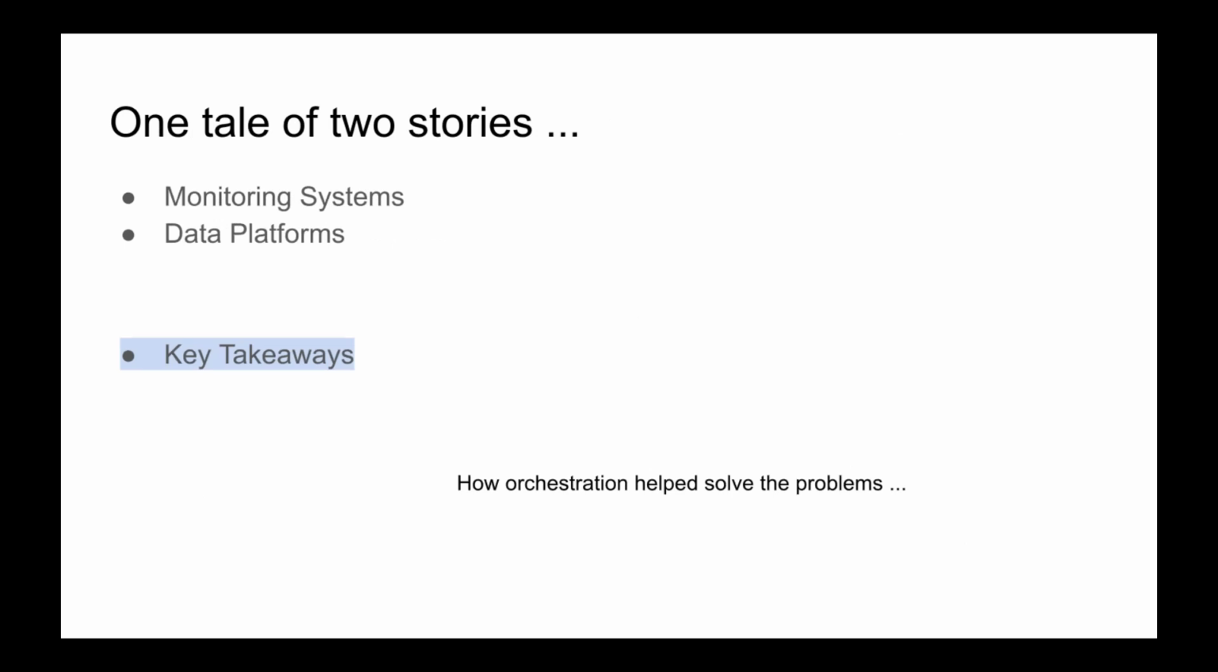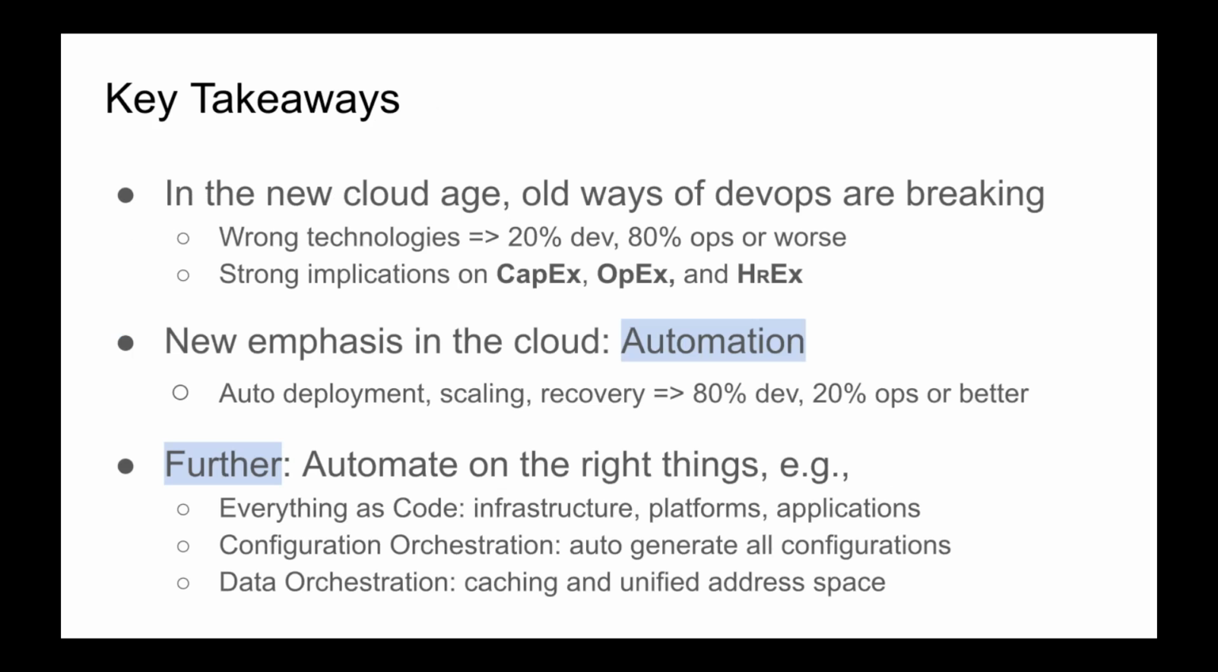So to conclude this talk, we have a few takeaways. First is in a new cloud age, the old ways of DevOps are breaking. So if we are using the wrong technologies or using the right technologies in the wrong way, you can pretty much end up spending 20% of the time doing dev and 80% of your time doing ops, if not worse than this. So this distribution of DevOps efforts has strong implications on CapEx, OpEx, and also HRX.